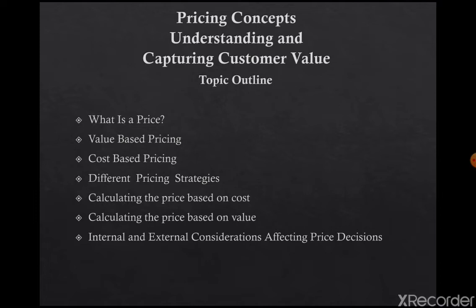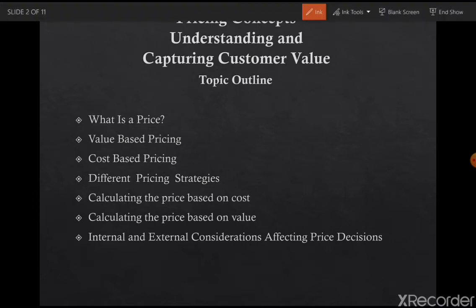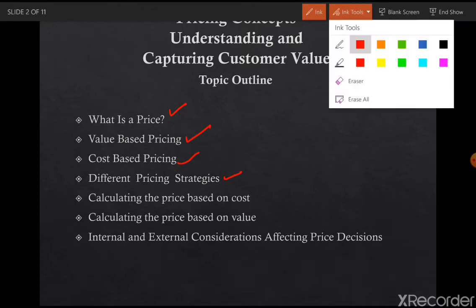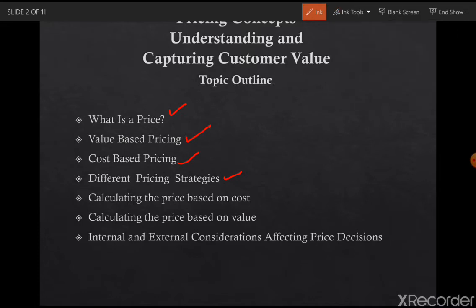Currently, what we are going to discuss in this lecture is what pricing is, then the different types of pricing, for example, value-based pricing and cost-based pricing, then different pricing strategies, and this is where our lecture is going to end. In the next lecture, we are going to see calculating price based upon cost, calculating price based upon value, and the internal and external considerations affecting price decisions. So these three topics will be discussed in the next lecture.